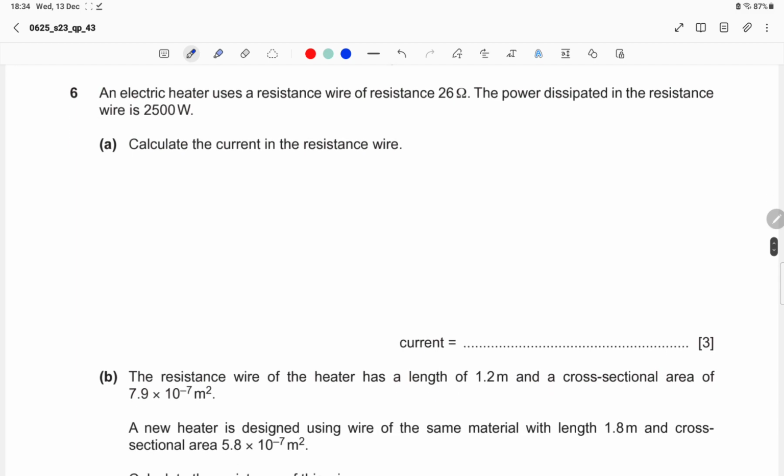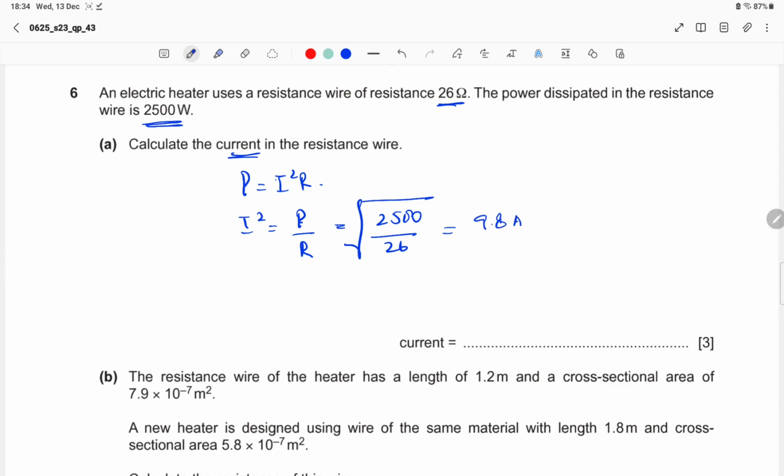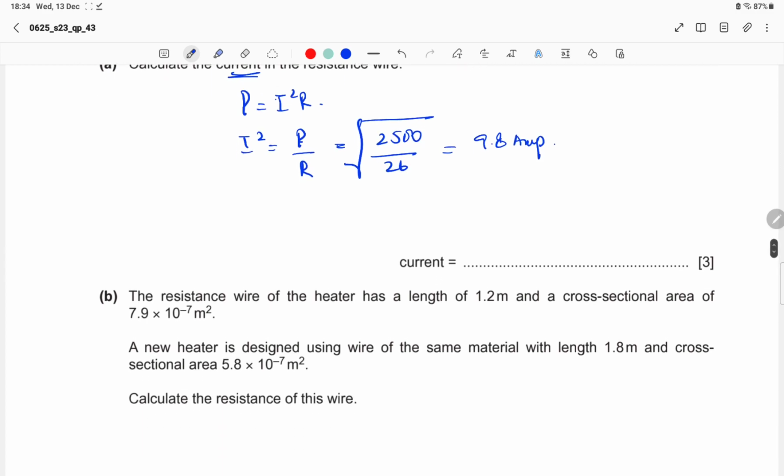Okay, moving to the next question. An electric heater uses a resistance wire of resistance 26 ohms, and the power dissipated in the resistance is 2500 watts. Calculate the current in the resistance wire. We know the formula is P equals I squared R, and we need to find the current, so I'll make I the subject. It's going to be 2500 divided by 26, which gives 9.8 amps. This is your final answer.